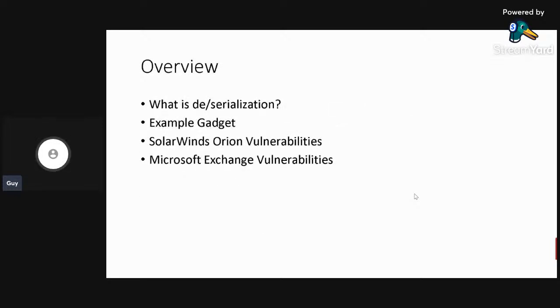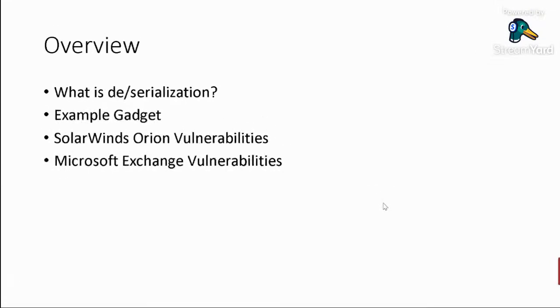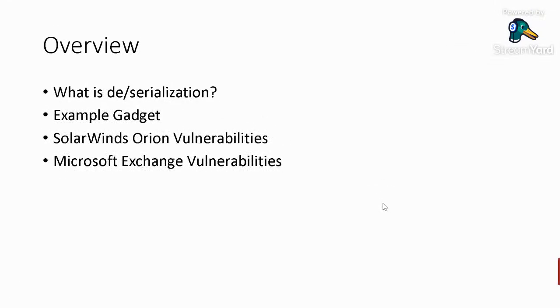This is basically the overview of what we're going to talk about. I'll start off with a general description of what deserialization means. I'll give a simple example of what a deserialization gadget looks like. And then we'll dig into some vulnerabilities. These are recent vulnerabilities in high-profile products, so you get to see the latest in current research into this class of bugs.